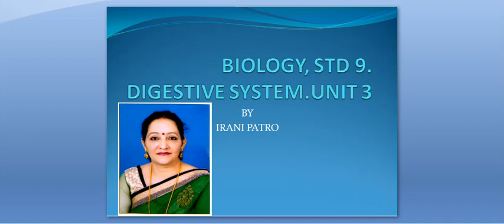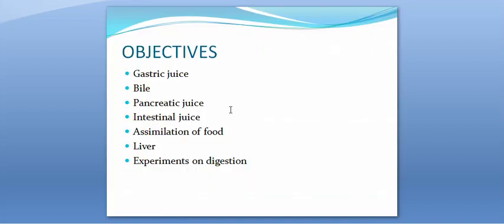Hello children, today let us read about Biology Standard 9, Digestive System, Unit 3. In the last class we read about the alimentary canal, the digestive system, the dentition and the structure of teeth.